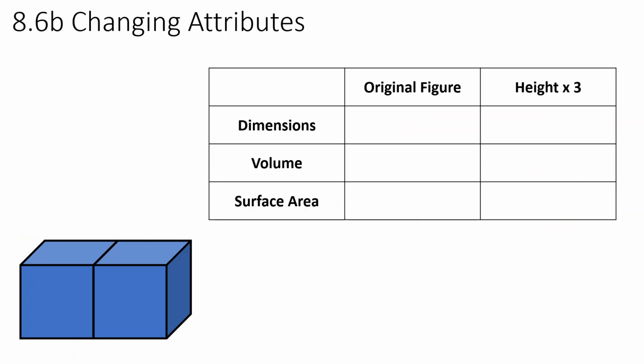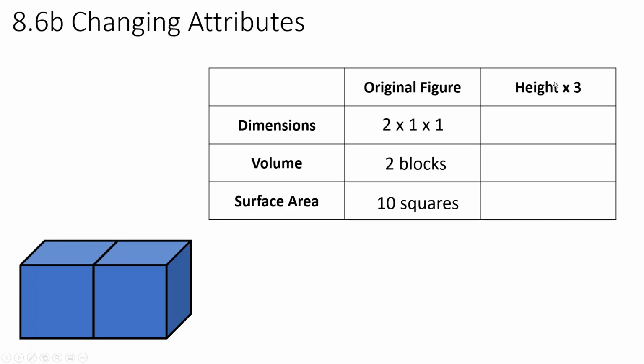All right, so we have changing attributes. We have our original figure, and then we're going to see what happens to the figure when its height is multiplied by 3. So our original figure's dimensions are 2 by 1 by 1, 2 length, depth or width of 1, and height of 1. Currently the volume is made of 2 blocks. The surface area, 1, 2, 3, 4, 5 squares that we see covering it, but then there's also 5 that we don't see, so it's a total of 10 squares covering these.